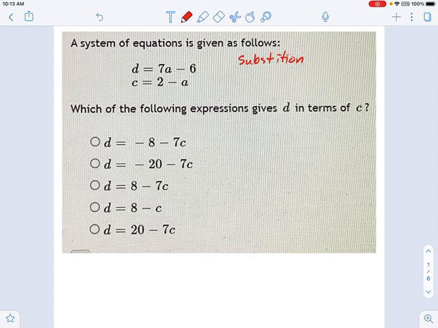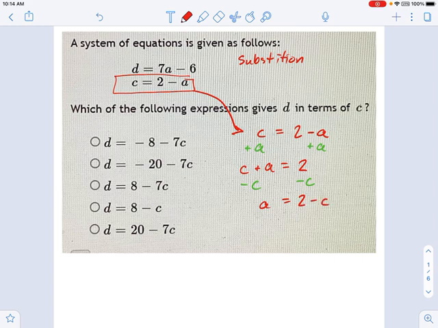I'm going to take this guy. Okay, I'm going to rearrange this equation right here. So I start with C equals 2 minus A, and then I'm going to add A to each side. Okay, we're going to balance the equation and try to get A by itself. So now what I get is C plus A equals 2. And you might think that's not a whole lot of progress, but watch this next step. I can also do minus C from each side. And now what I get is A equals 2 minus C.